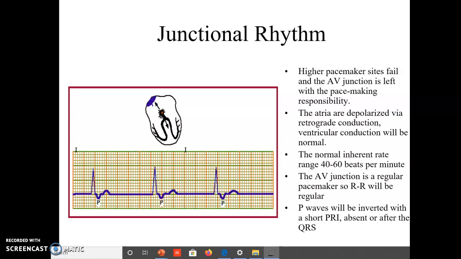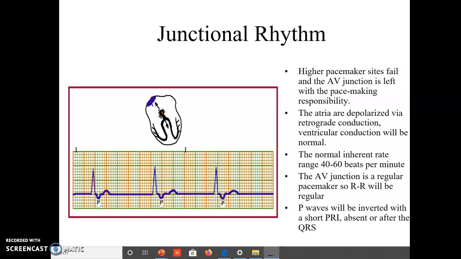The other thing our AV node does is it can block impulses. So in atrial flutter and atrial fib, which we learned about in earlier classes, if the AV node is being bombarded by lots of different impulses and it's firing too fast for the ventricles to handle, the AV node can actually block impulses to protect the ventricles.